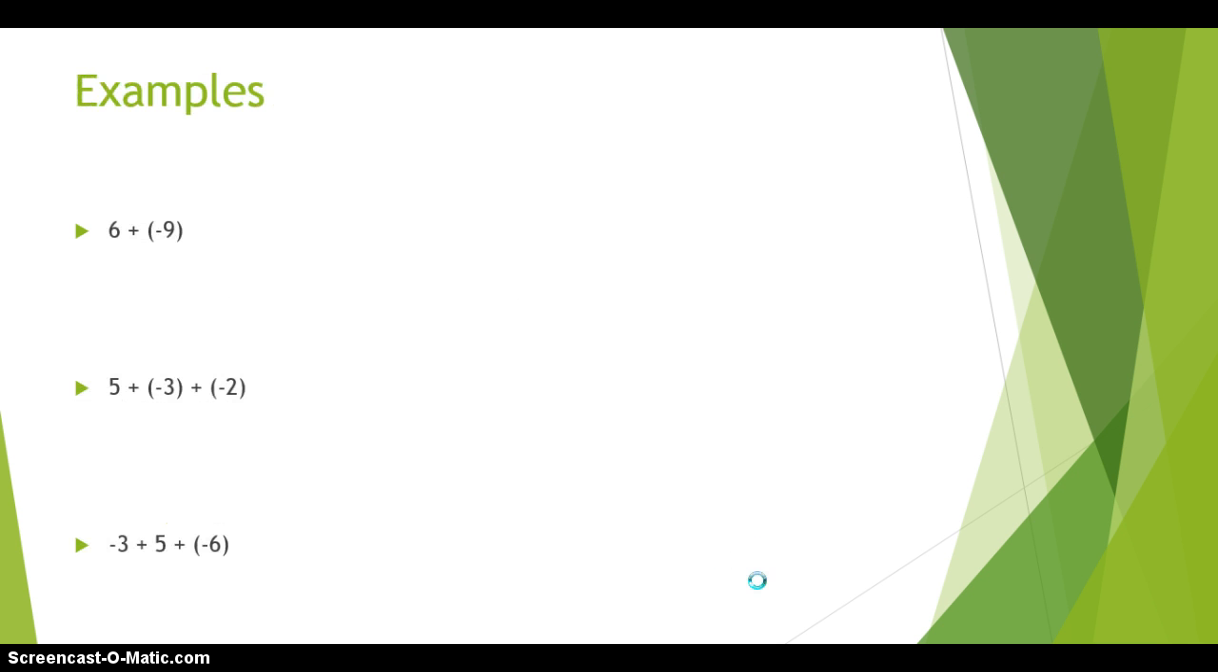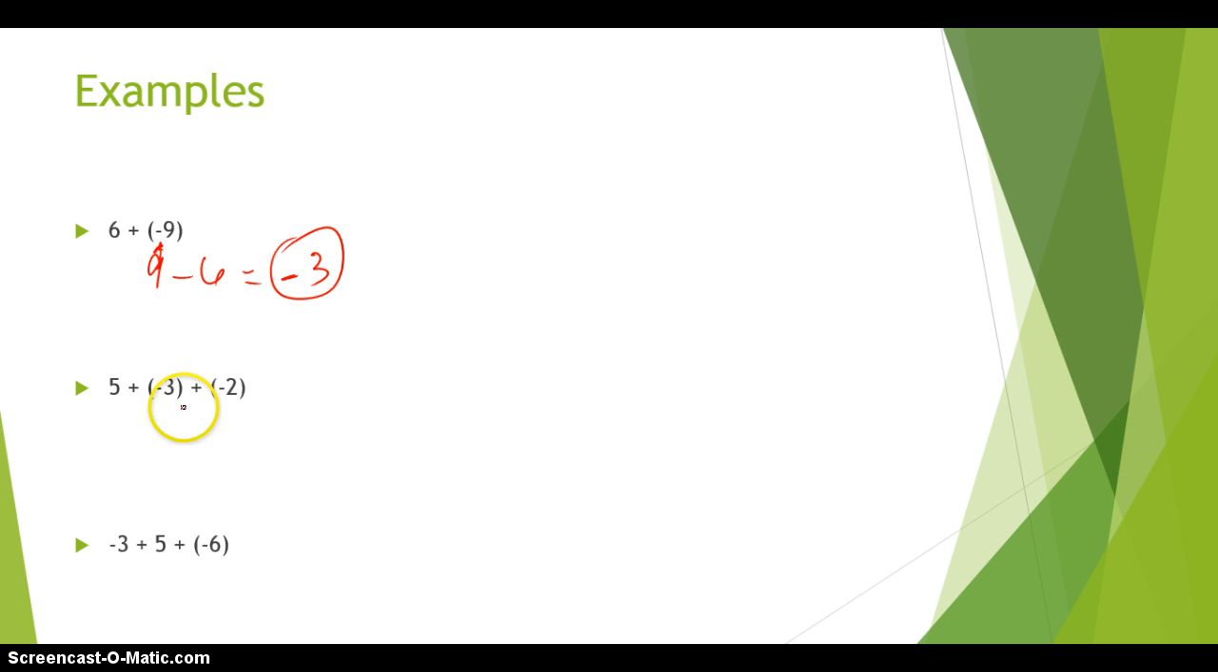So let's go over these. Here's some examples. We have 6 plus -9. Well, they're different signs. This one's a positive number, and this one is a negative number. So, two different signs. We're going to subtract the two numbers, 3, and the largest absolute value is a negative number, so we know that this is -3.